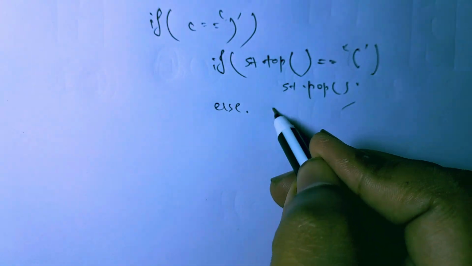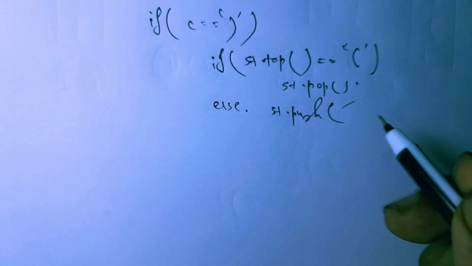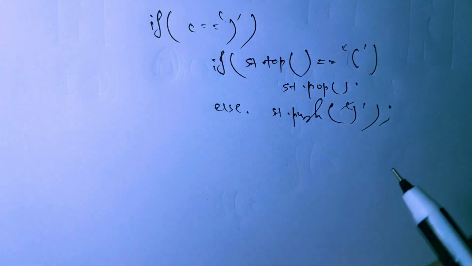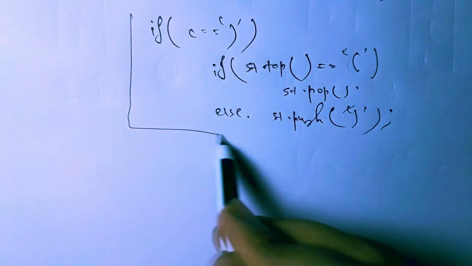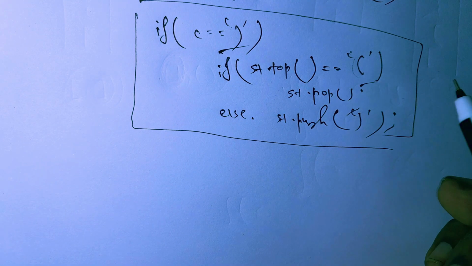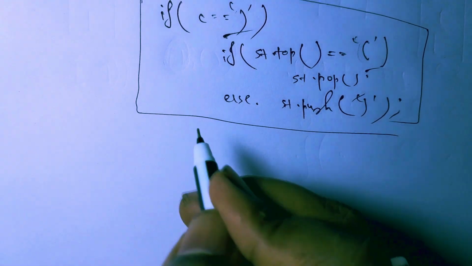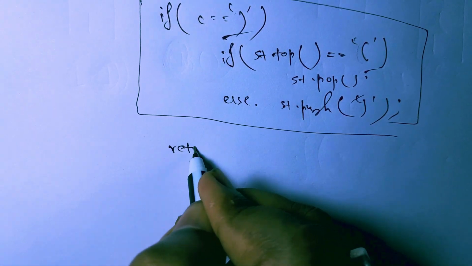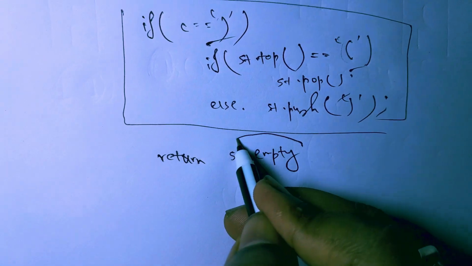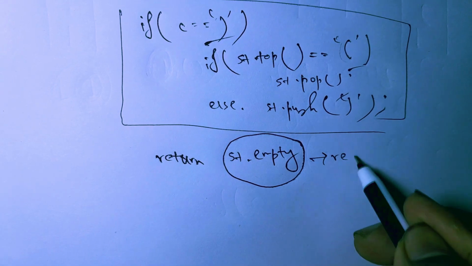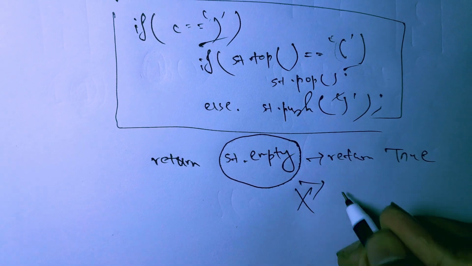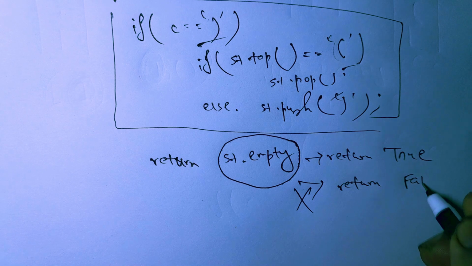Else I have to push into the stack, st dot push. Same I have to write for the curly braces and for the third or square bracket, and at the last I have to return st dot empty. Why st dot empty? Because if my stack is empty, then it will return true, or if my stack is not empty, it will simply return false.